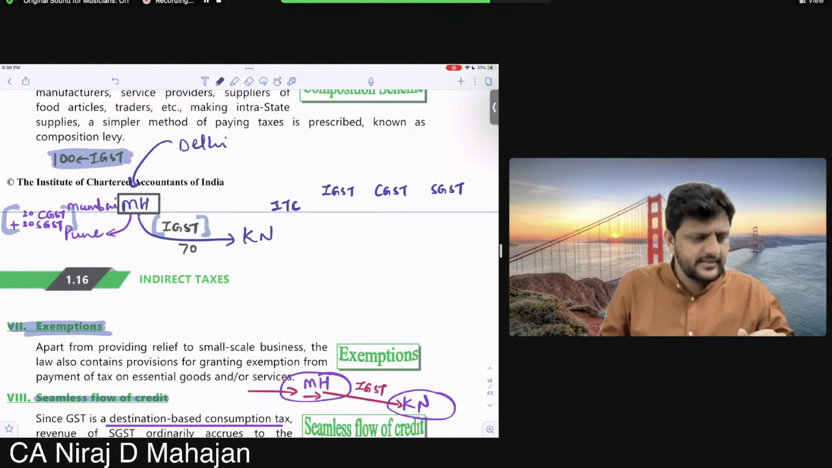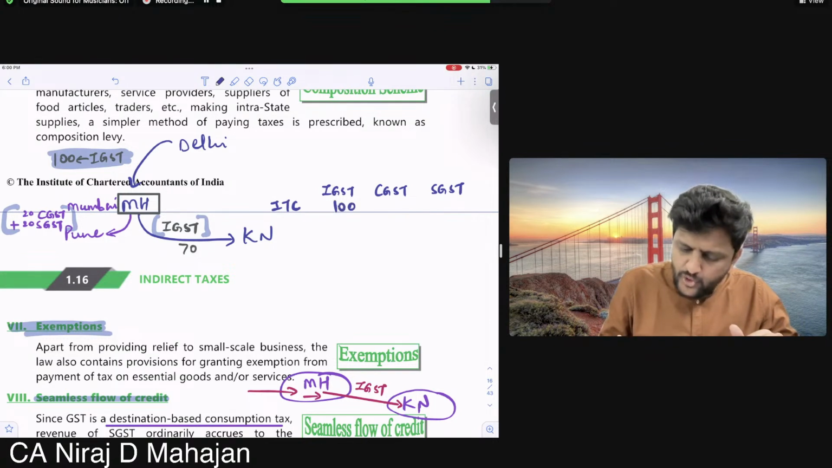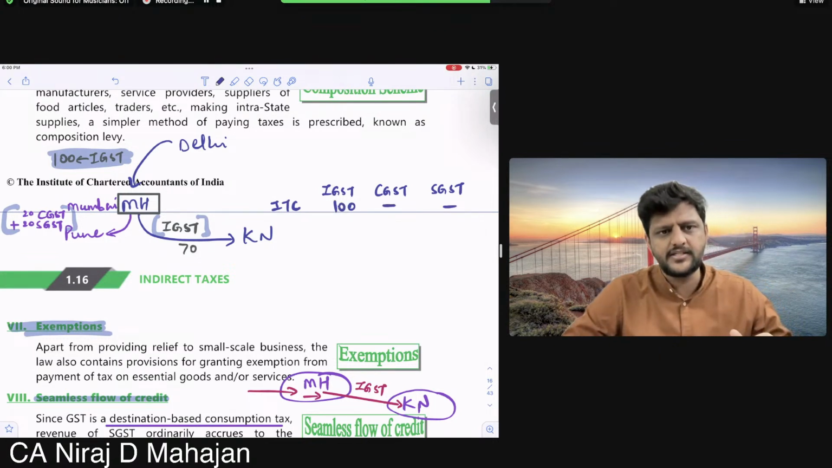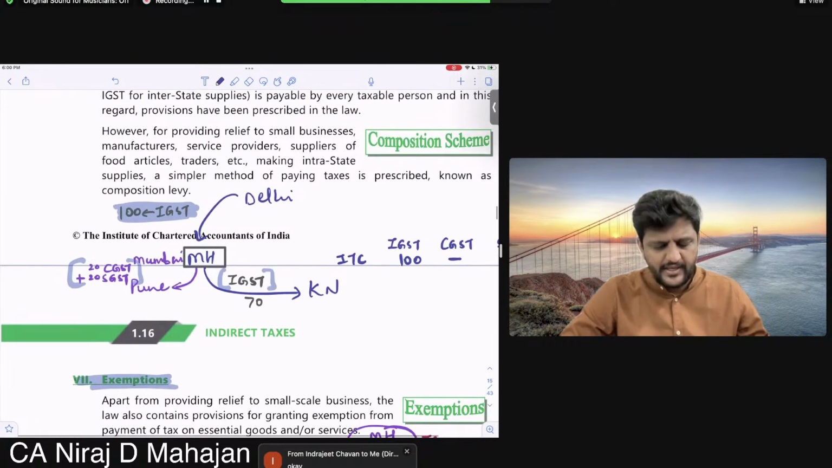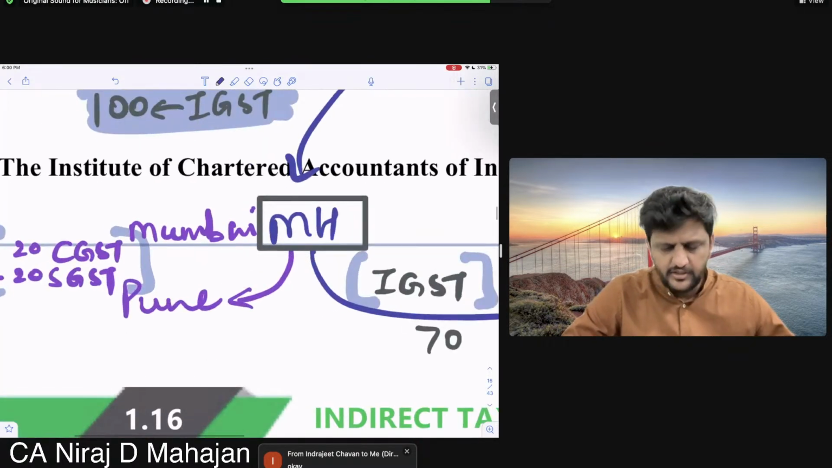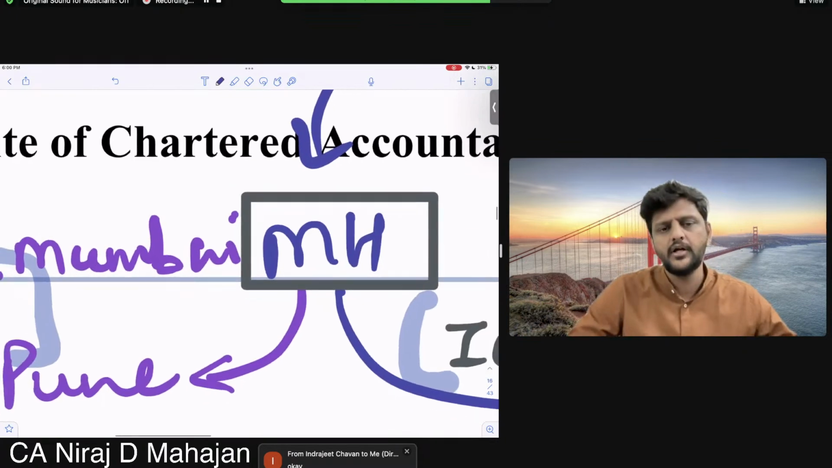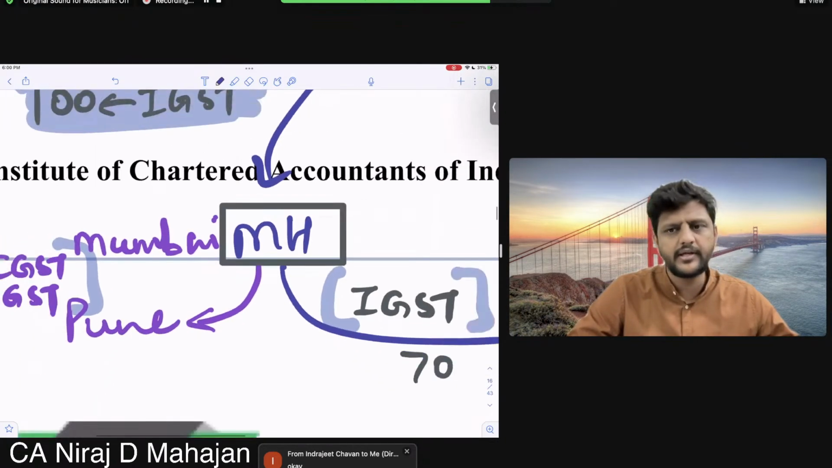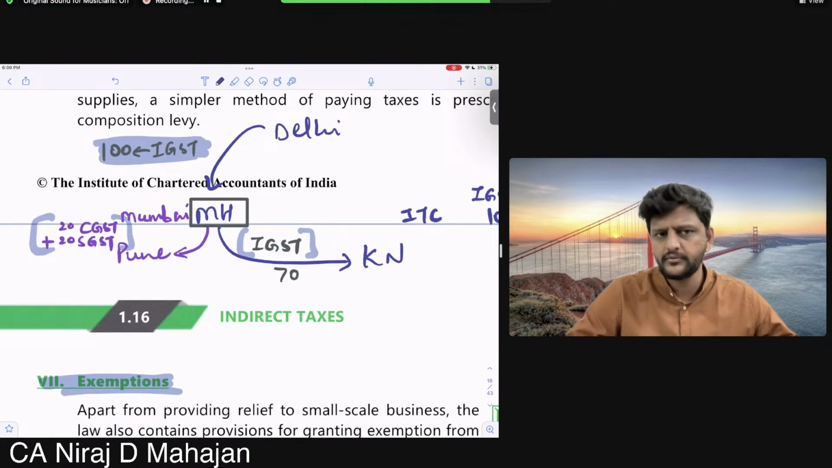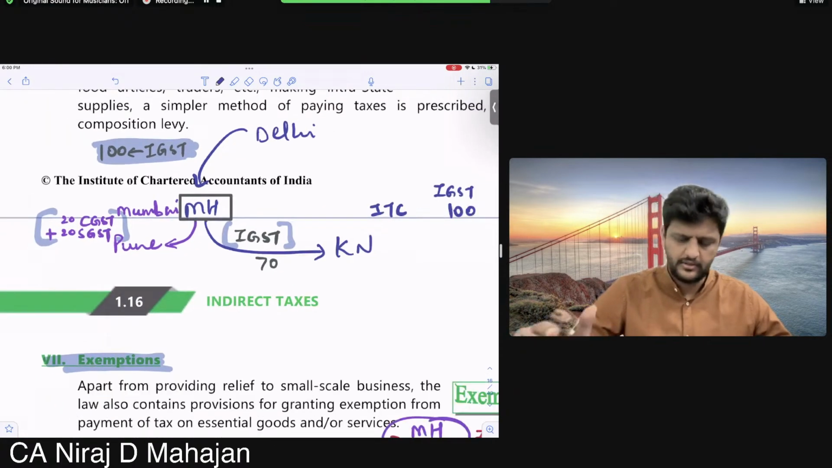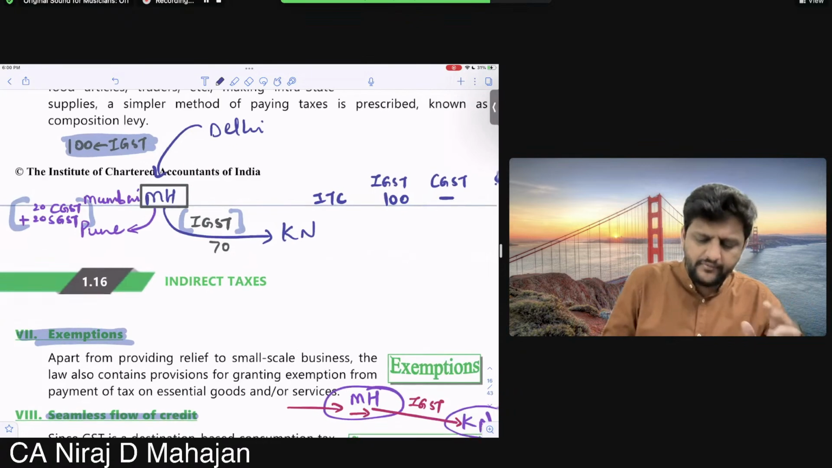Do I have ITC? Yes, I have ITC of IGST 100. I do not have any ITC of CGST, SGST. Clear? Why? Because I did not give you an example that this Mumbai vendor in Maharashtra has purchased anything from within Maharashtra. I did not give you an example like that, not yet. Okay till here? So this is the credit available with me.